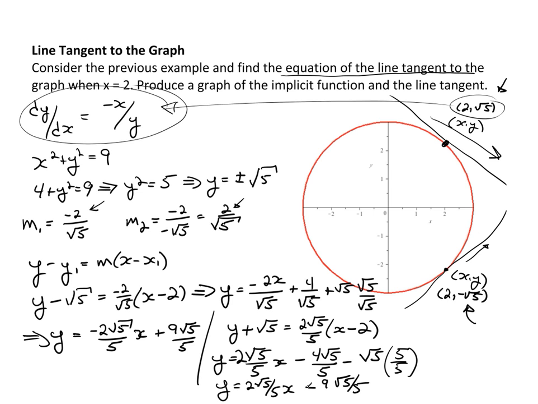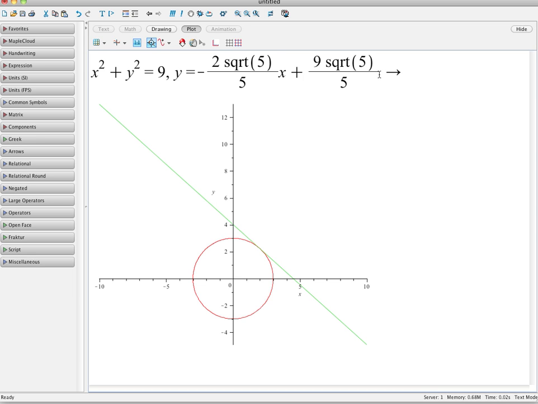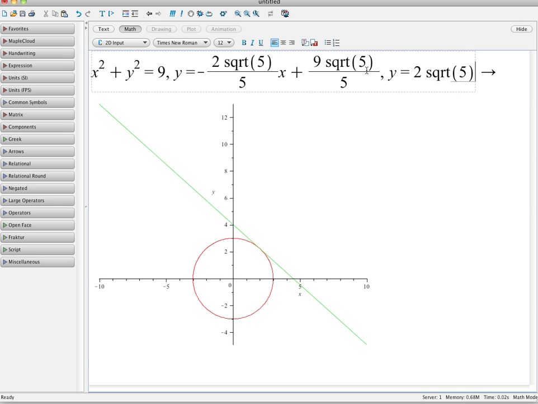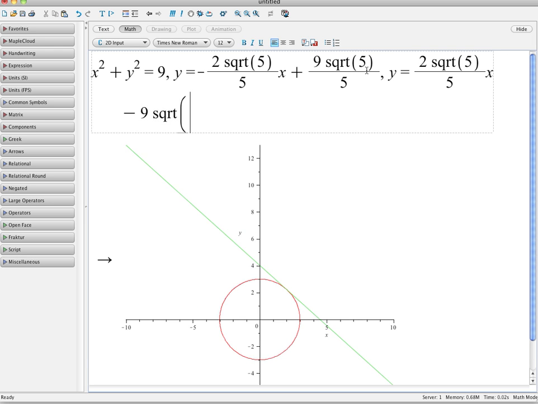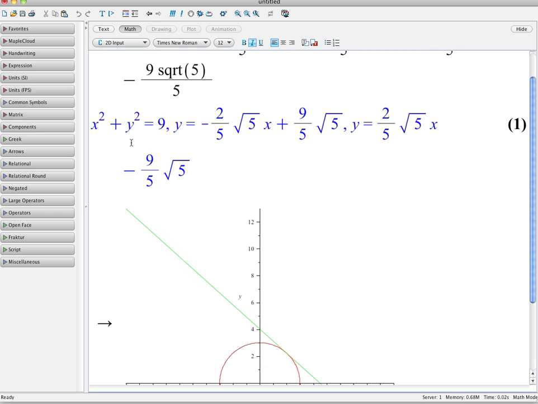So I'm going to go ahead and go into Maple and simply add that to it. I need to make sure I'm in this same big box, there we go, a comma, and y equals, and this one was 2 square root of 5 over 5 times x minus 9 square root of 5 over 5. See, now I have all three of these. Each of these are in this form.